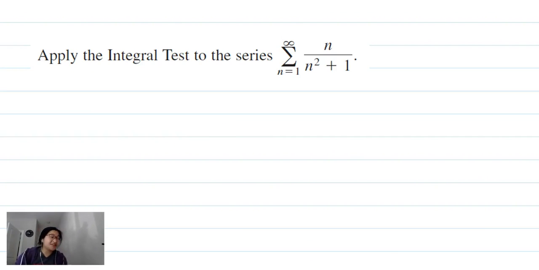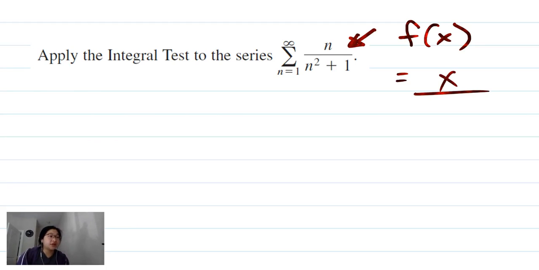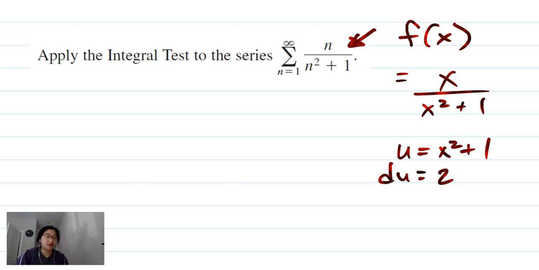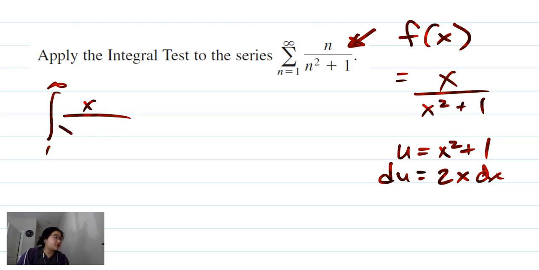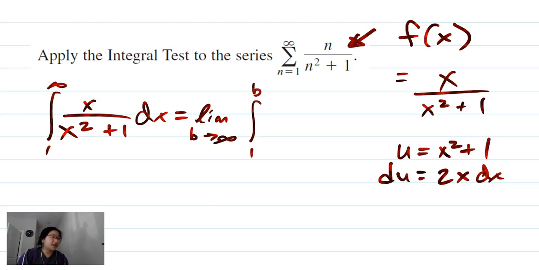So we're told to use the integral test, so we're going to take this and make it into a function. And so this is going to be our function x over x squared plus 1. And this we can do a u sub on, with u is x squared plus 1. So then du is going to be 2x dx. You might be able to do this in your head at this point. That's awesome. So if we're looking at our improper integral of x over x squared plus 1 with respect to x, this is going to give us a limit as b approaches infinity of our integral from 1 to b.